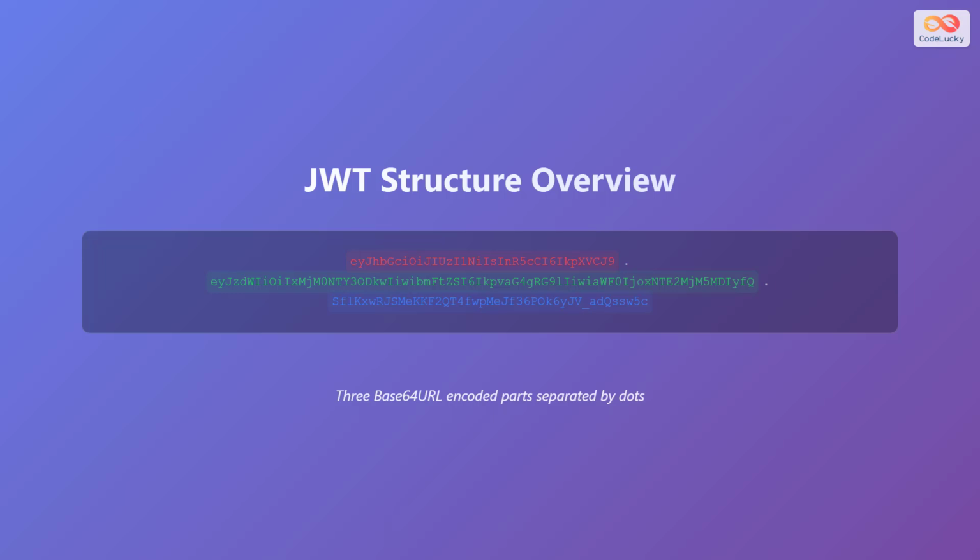Let's take a closer look at the structure of a JWT. A JWT is represented as a string consisting of three parts, separated by dots. The first part is the header, which typically specifies the algorithm used for signing the token, such as HMAC SHA-256, and the type of the token, which is JWT. The second part is the payload, which contains the claims or the information being transmitted, such as the user ID, name, and issue time. The third part is the signature, which is used to verify that the token hasn't been tampered with and that it was issued by a trusted party. All the three parts are base64 URL encoded.